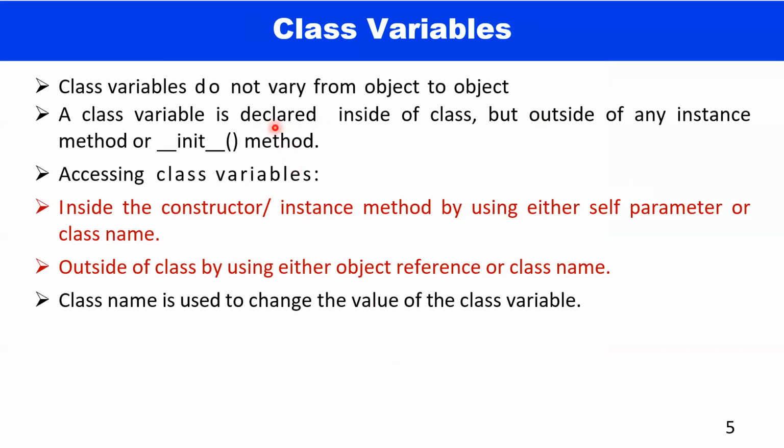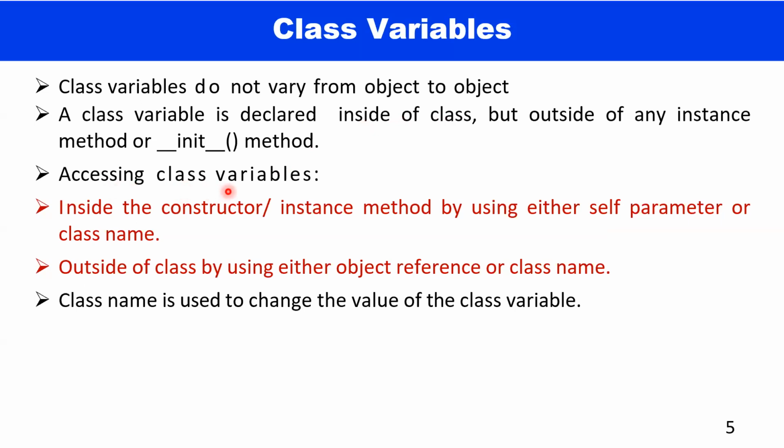Now let us see the characteristics of class variables. Class variables do not vary from object to object. They are common for all the objects of the class. A class variable is declared inside the class but outside of any instance method or init method. But instance variables have to be defined within the init method only. On the other hand, class variables are defined outside the constructor and also outside any instance method, but within the class.